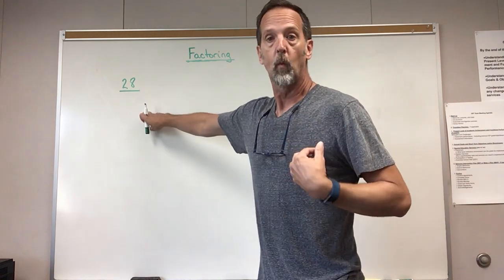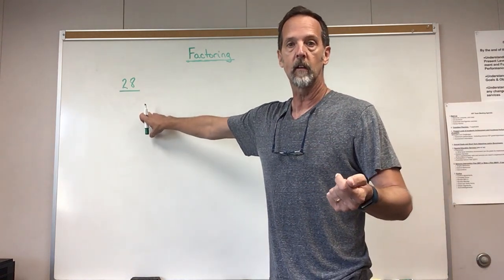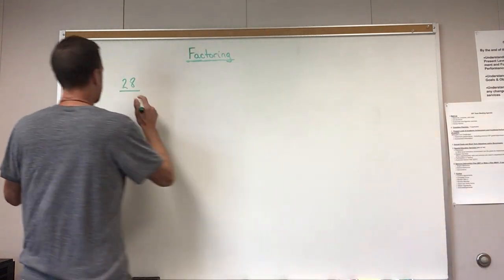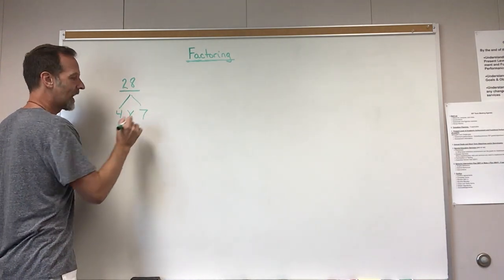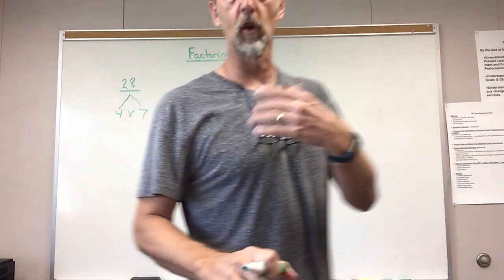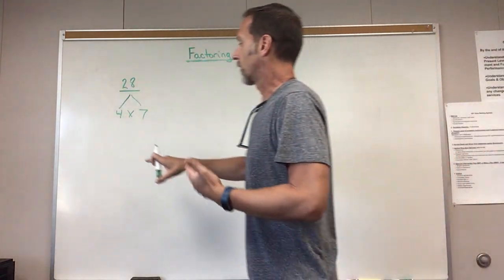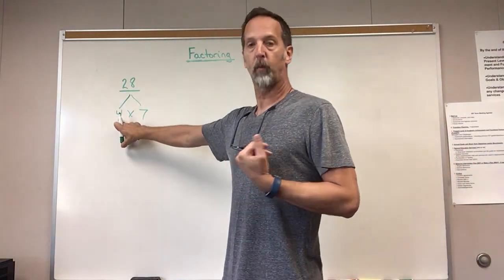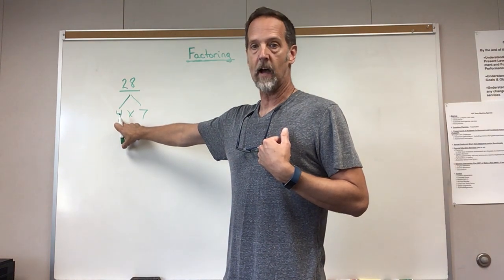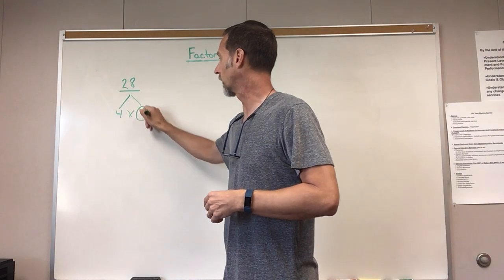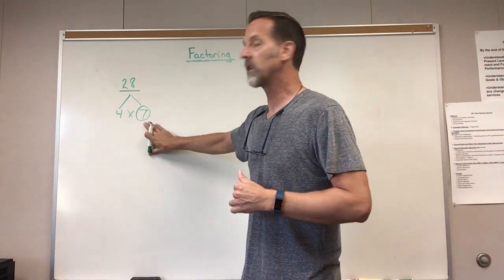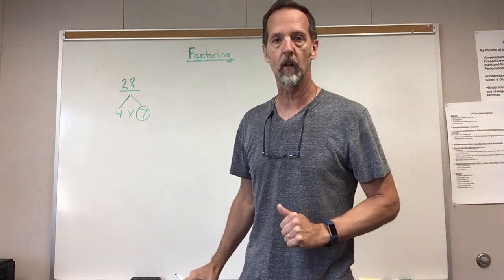What do we normally think of with 28? 4 times 7. Now, when I write those two and I look at them, I want to ask myself, are they prime? Is 4 a prime number? It's not. Is 7 a prime number? It is. If it's prime, I'm going to circle it. And I'm done with that 7 now because it's prime. I can leave that alone.